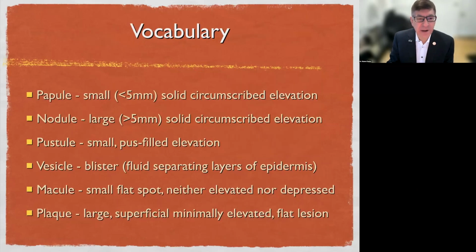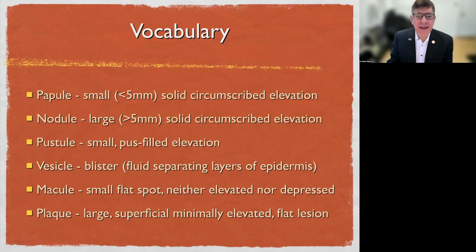An important part of this talk is going to be understanding this vocabulary, and whatever your first language is, you'll have similar words. But in English, I'm going to go over these. These first few are the most important ones. A papule is a small, less than 5 millimeter solid circumscribed elevation. A nodule is a larger, solid circumscribed elevation. A pustule has pus inside it. A vesicle is also known as a blister, where there's fluid separating the layers of the epidermis. A macule is a small, flat spot, neither elevated nor depressed. You can't feel it with your finger.